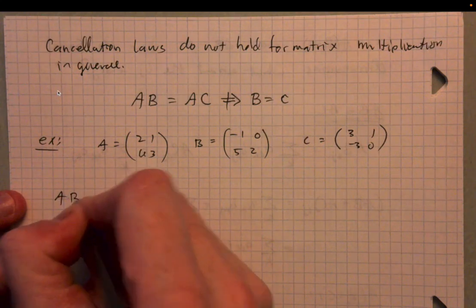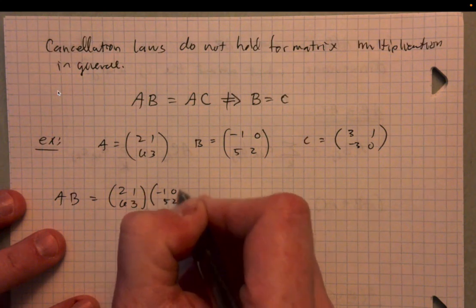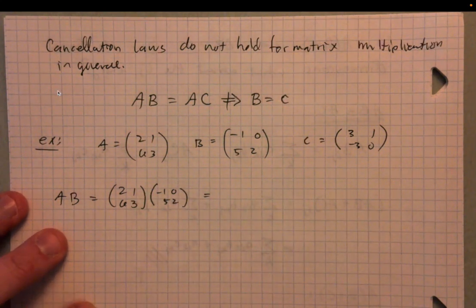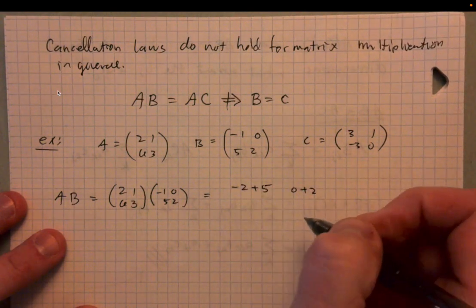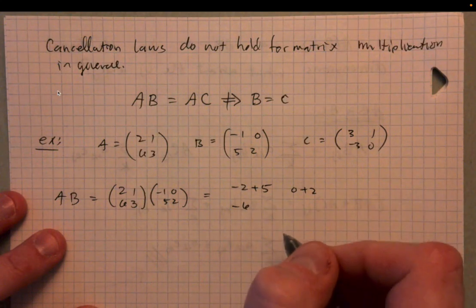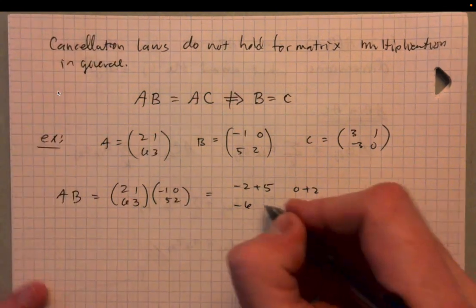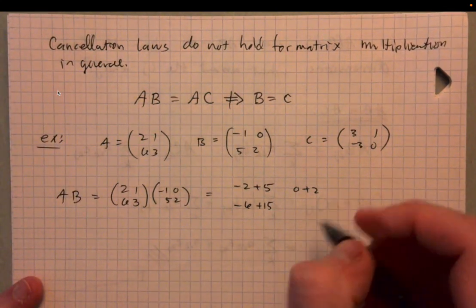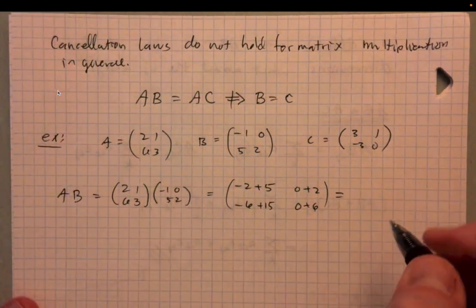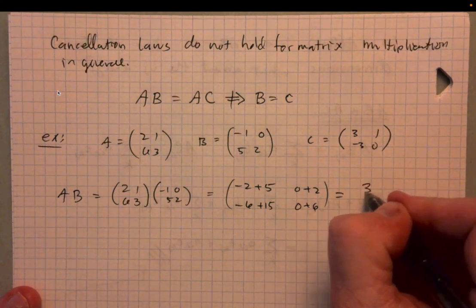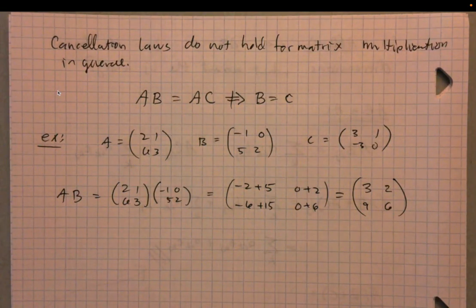So AB is 2, 1, 6, 3 times -1, 0, 5, 2. When we do this product, we get -2 plus 5, 0 plus 2, -6 plus 15, and then 0 plus 6. So just doing the multiplication here, and so we get 3, 2, 9, 6 for AB.